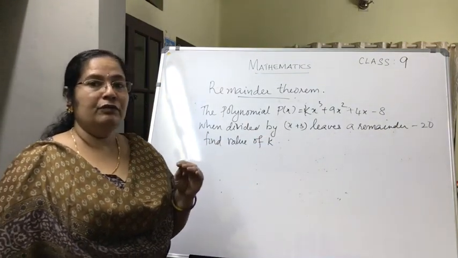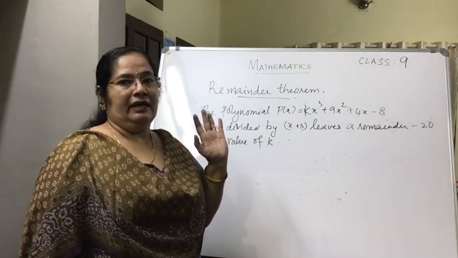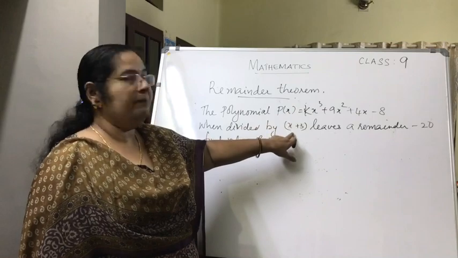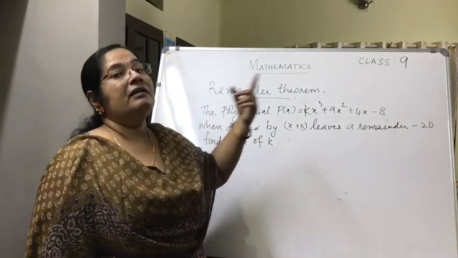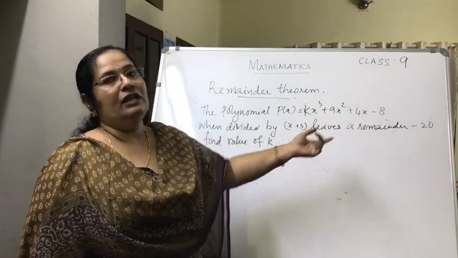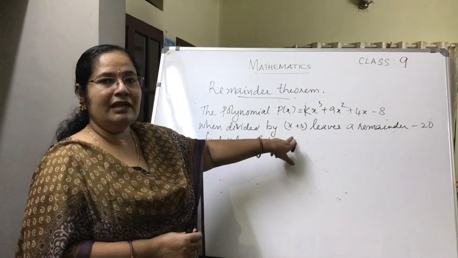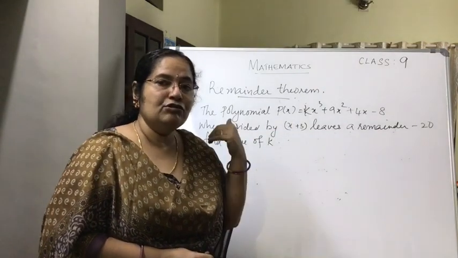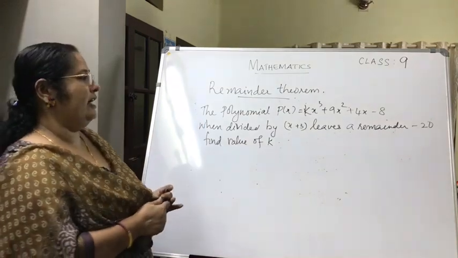So first, what you have to do? You have to apply the remainder theorem. You are going to find the remainder when p of x is divided by x plus 3. And we are given that the remainder is equal to minus 20. So you will equate the remainder we get on dividing p of x by x plus 3 to minus 20. Then you will get the value of k. So let us try doing it.